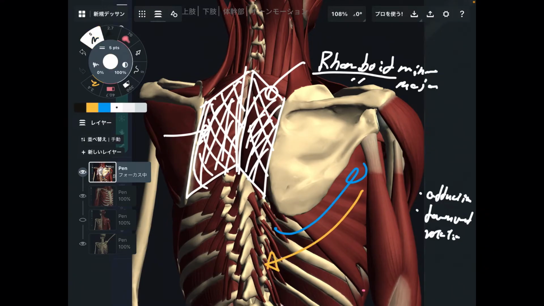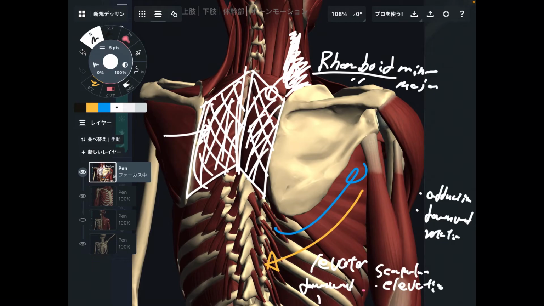Then next muscle is this one. This is levator scapula. What is function of levator scapula? That is elevation. Plus, this muscle can do slight downward rotation. Elevation and downward rotation.